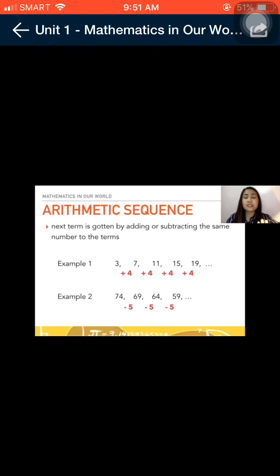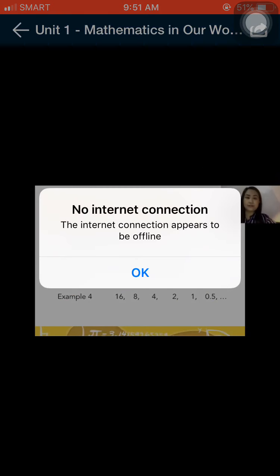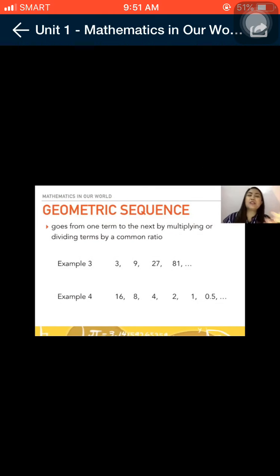That's arithmetic sequence. The next type is what we call a geometric sequence. So when we say geometric sequence, it means it goes from one term to the next by multiplying or dividing the terms by a common ratio. Let's look at these examples. For example, here in example 3, we have the terms 3, 9, 27, 81. Okay, you can pause the video and try to see what the patterns are.